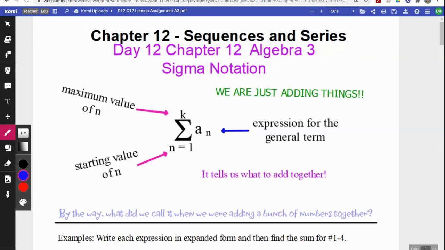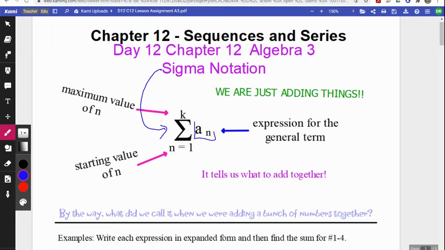Hello, this is day 12 of chapter 12, sequences and series, and this is sigma notation, or summations. Sigma is the Greek letter that looks like that. It's a funny looking E, or a sinister looking M if it's sideways. But there are also some other things that go along with this, like n on the bottom. This tells you, in terms of a sequence, where you're starting. And then k at the top tells you where you're ending.